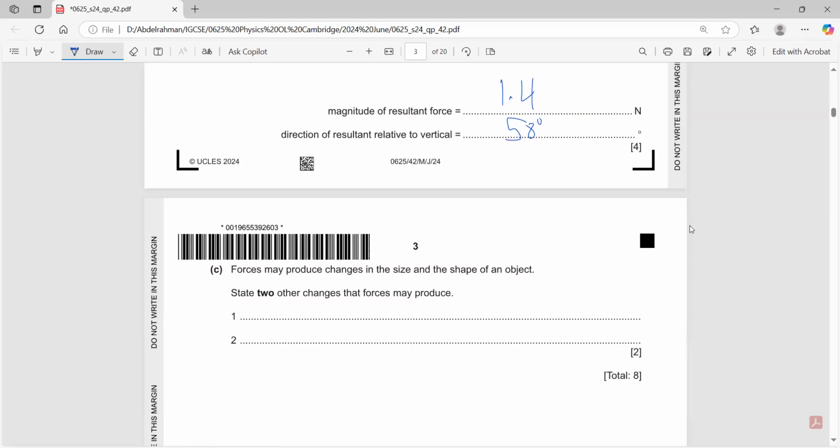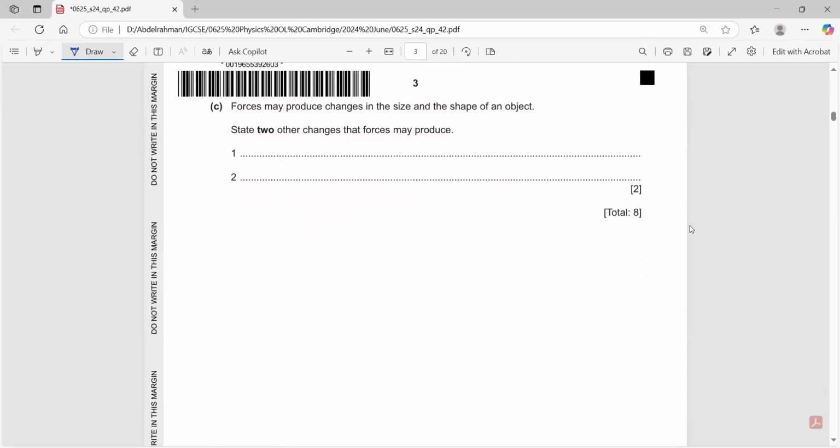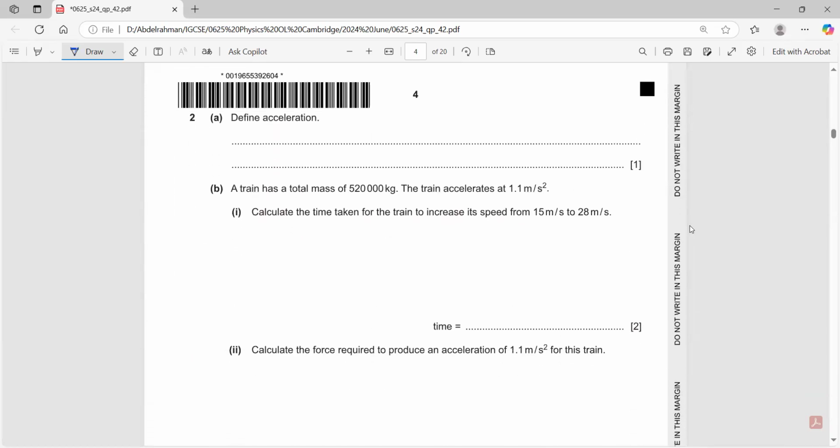Forces may produce changes in the size and shape of an object. State two other changes that a force may produce. Forces can change the speed, can change the direction. Define acceleration. It is the rate of change of velocity.